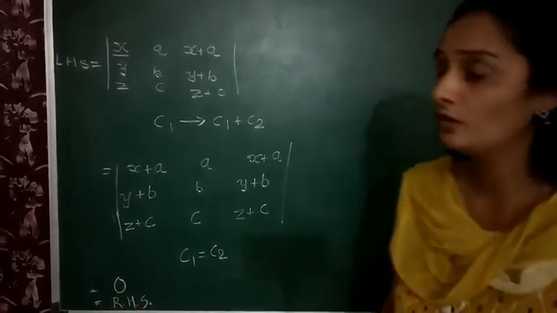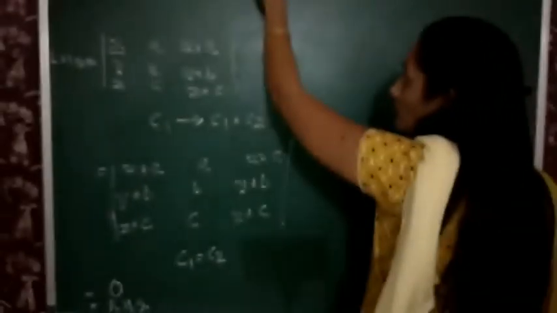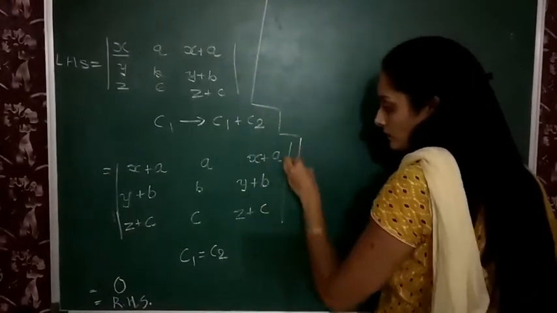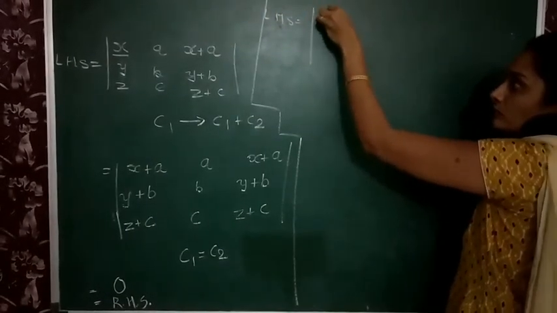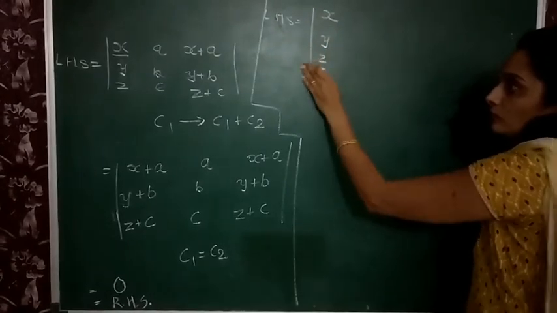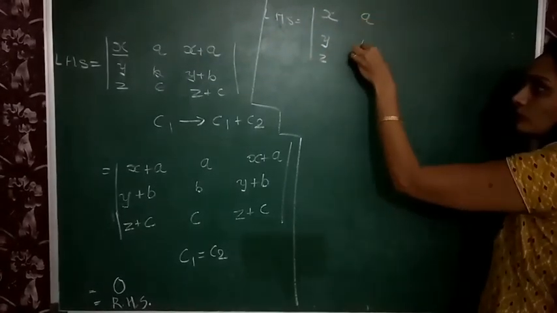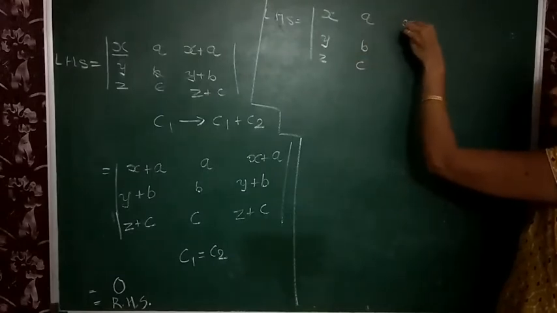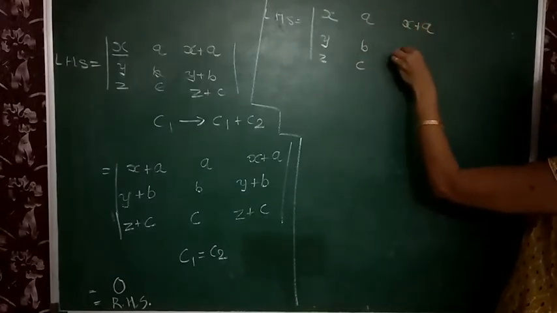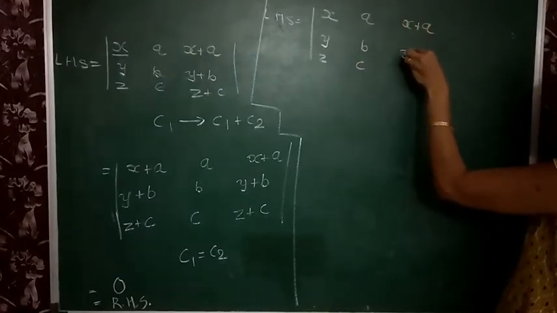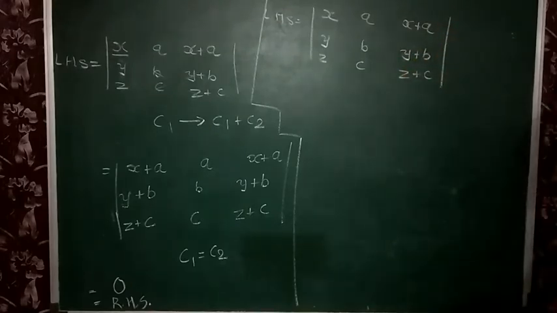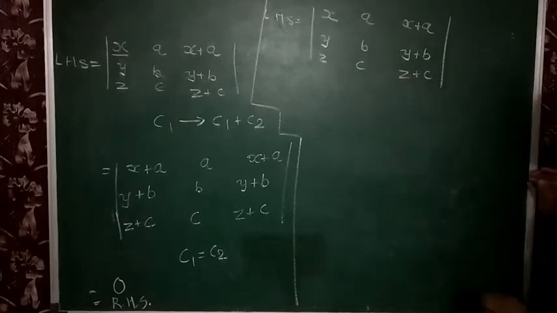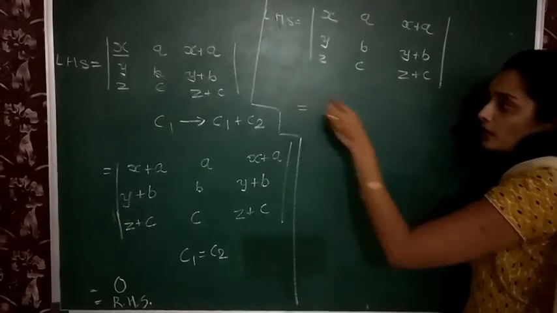Okay. For this sum, we have also another method. LHS is equals to. Now, for this determinant, I can use property number 5.